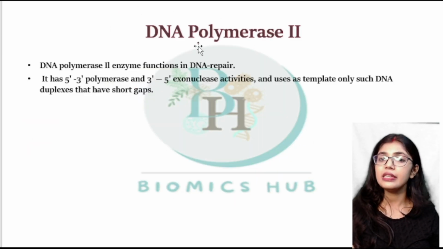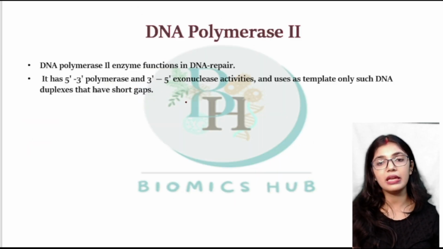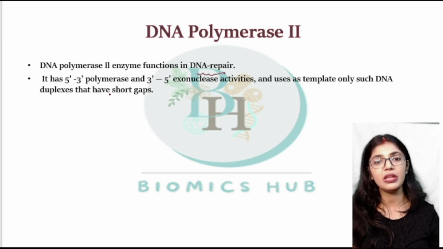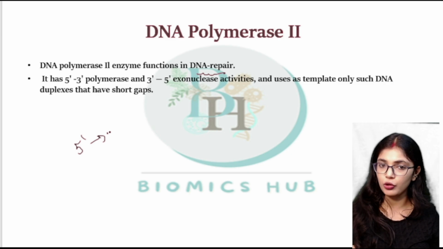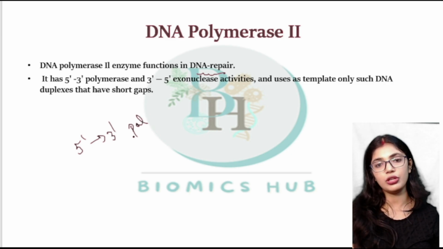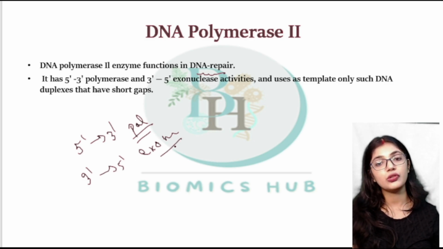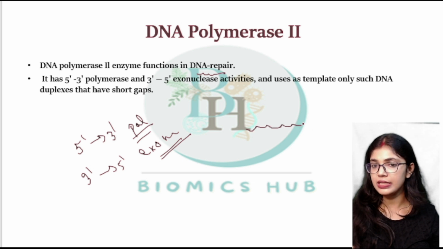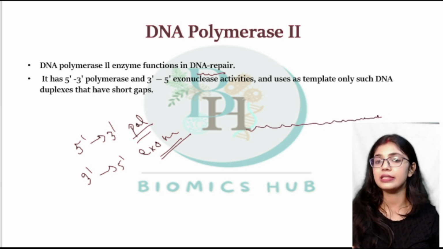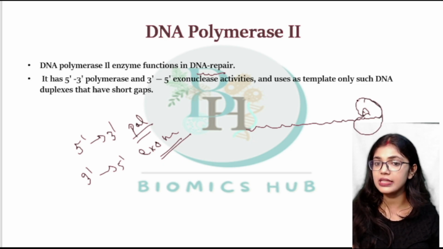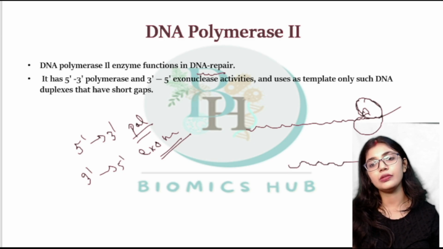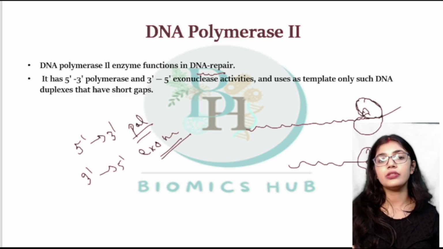Okay, so next is DNA polymerase 2. This DNA polymerase 2 is mainly responsible for the DNA repair mechanism. It has 5 prime to 3 prime polymerase activity as well as 3 prime to 5 prime exonuclease activity. So what was the work of this exonuclease? When the DNA is being synthesized, if it recognizes any mismatch, the polymerase backtracks and removes this DNA. Then again the DNA polymerase will do its work and synthesize the strand. This was the work of these DNA polymerases.